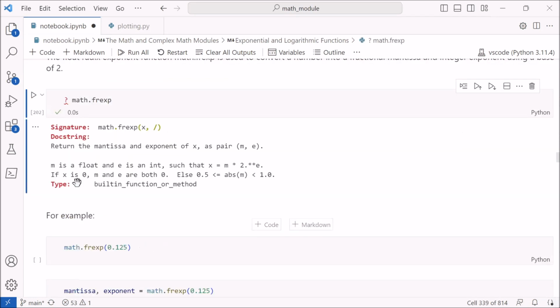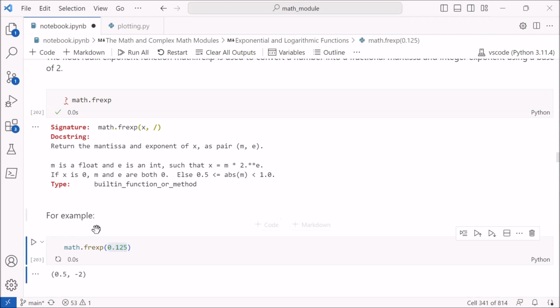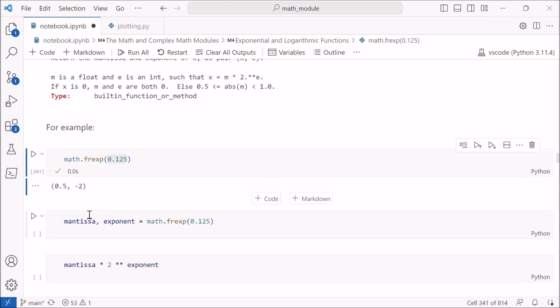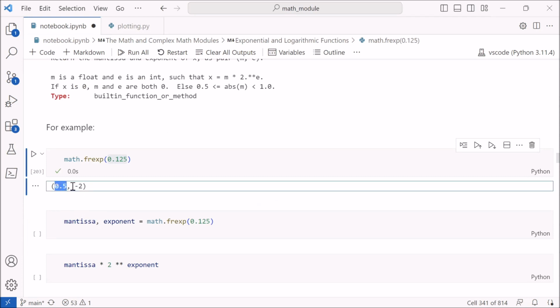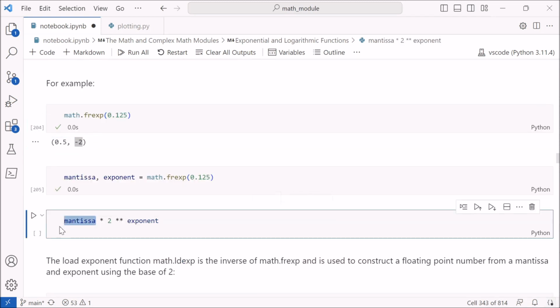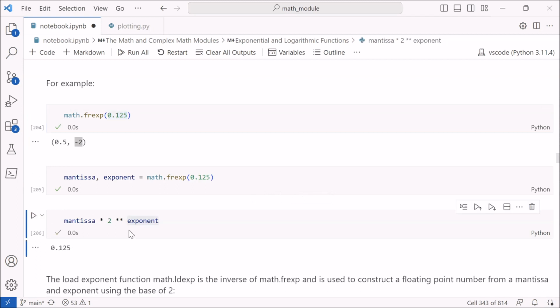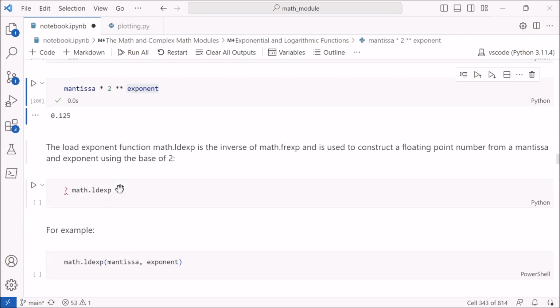So for example, if we have a look at its docstring, and we have a look at this number 0.125. What we've done is calculate a mantissa and an exponent. So the mantissa is going to be 0.5 and the exponent is going to be minus 2. Now if we take this mantissa and times it by 2 to the power of the exponent, we should get the original value, 0.125, and we see this works as expected.